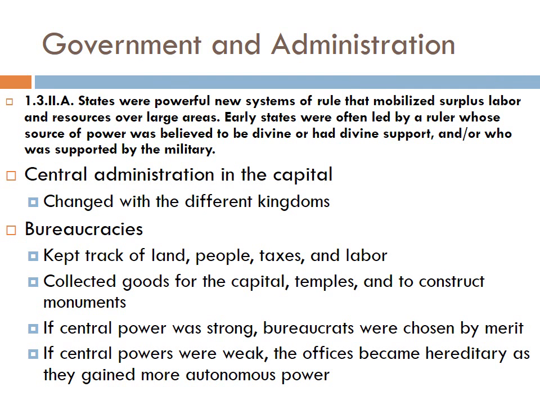So let's talk about government and administration. This is 1.3.2.a. You have to look at new states becoming powerful, and those new states have new systems of rule. Most of that rule is allowed to take place because, once again, surplus labor and surplus resources over a large area can be controlled, and somebody has to do the controlling. And so that administrative system is what's going to allow for organized development of kingdoms and civilizations to flourish.